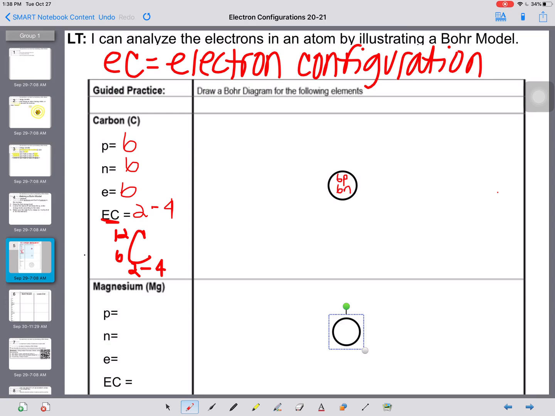Then we're going to draw our first energy level, or our first shell. Now we have a total of 6 electrons we need to draw in. So we're going to start by filling them in. 1, 2. However, you have to remember the rules. That first shell can only hold a maximum of 2 electrons. So once that reaches 2, now we have to draw the next shell, or energy level. And if we need a total of 6 and we already drew 2 in, we have to put in 4 more.